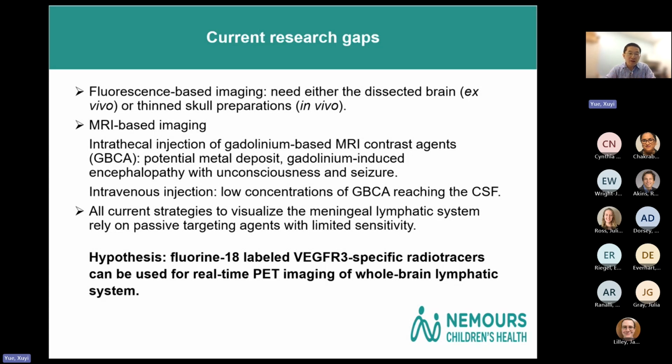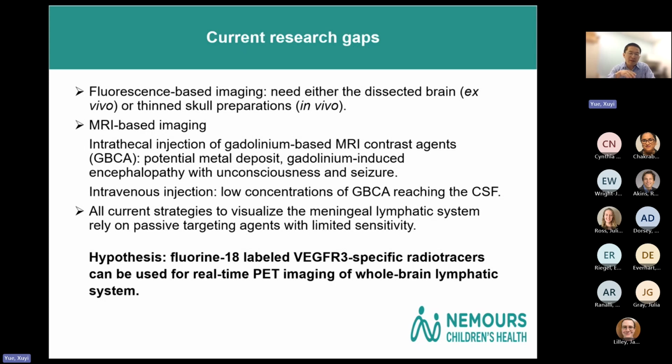The major disadvantage is that it is very invasive. We can see they need to inject the dye into the mice and sacrifice the mice. That's invasive. There are later studies with live animal imaging. However, the disadvantage of live animal imaging is the shallow, low penetration of the dye.